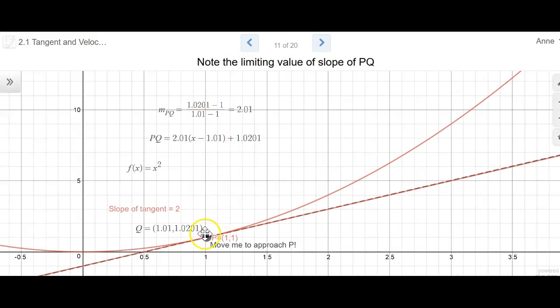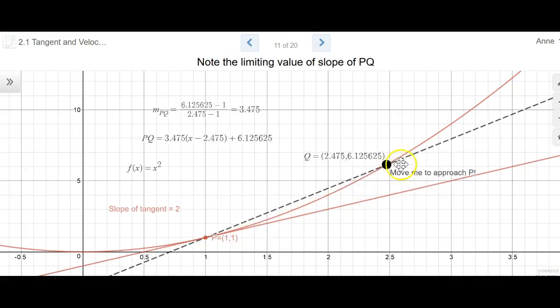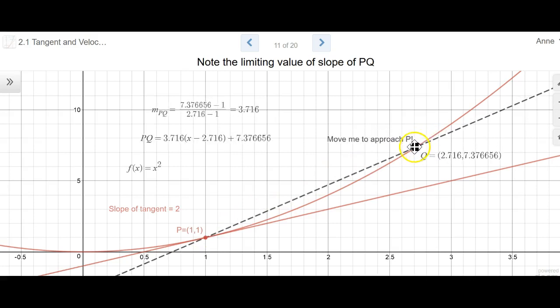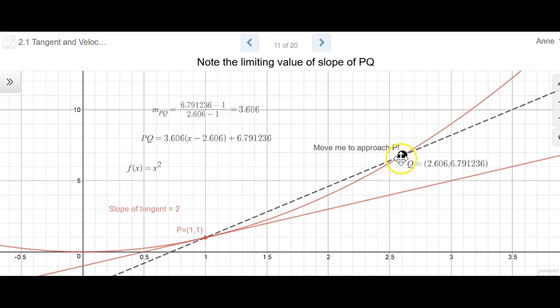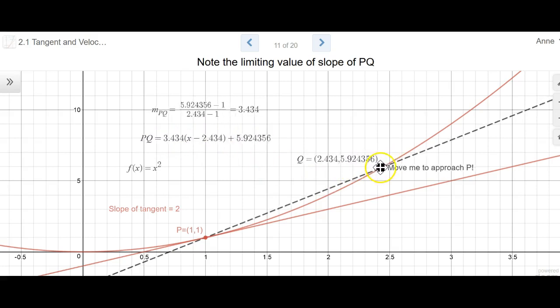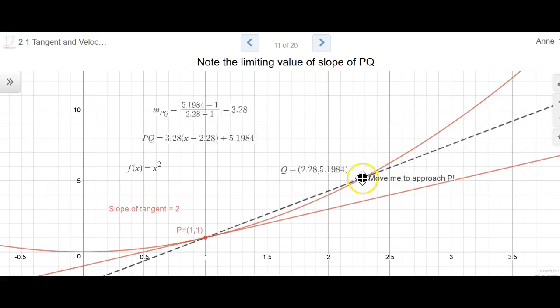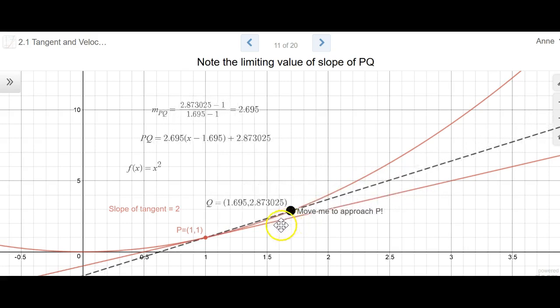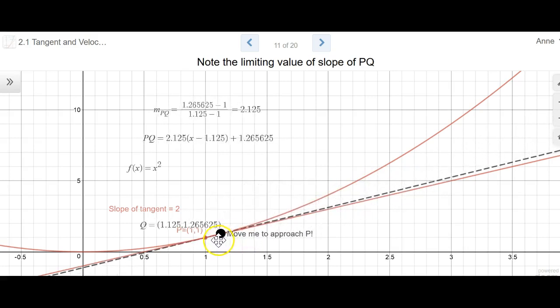So if we look at this in real time, I'm going to move my point Q over here, and here's my point P, and Q is approaching P. Up here is the slope of the secant, and here is the equation of the secant as Q changes. And notice that that slope is getting smaller and smaller. It's approaching the slope of the tangent, which we know is 2.